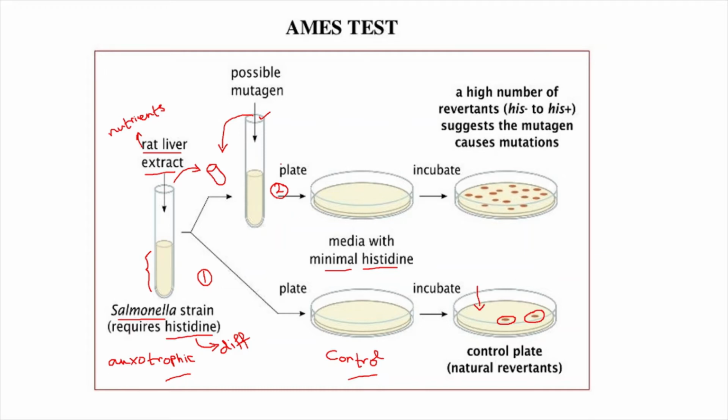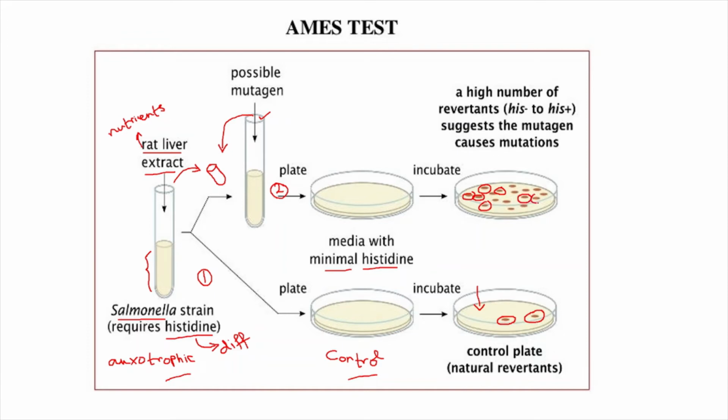But after the addition of this possible mutagen in the second phase of the experiment, you will see almost all of the bacteria have grown in this minimal medium. Okay, so minimal medium containing histidine. That means these bacteria have reversed. That means these bacteria have become mutagenic, because previously the Salmonella strain couldn't synthesize histidine. So ideally they would not have grown in this minimal medium, but now they are growing in this minimal medium containing histidine.